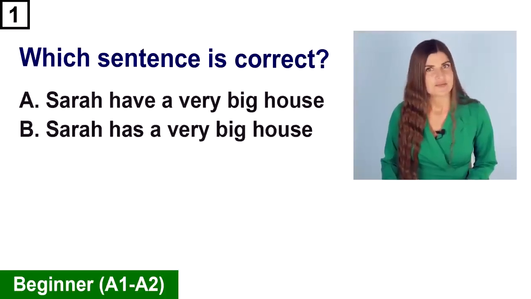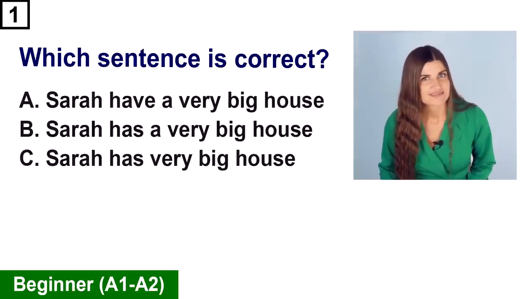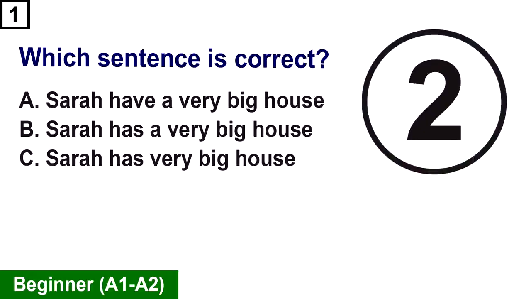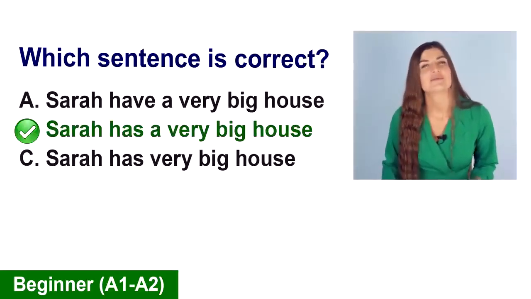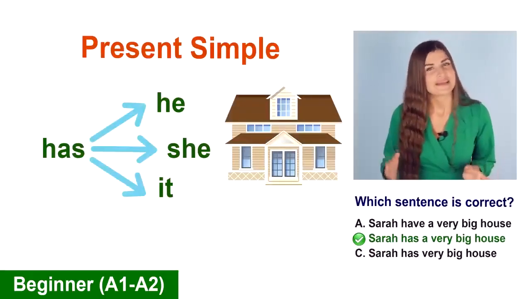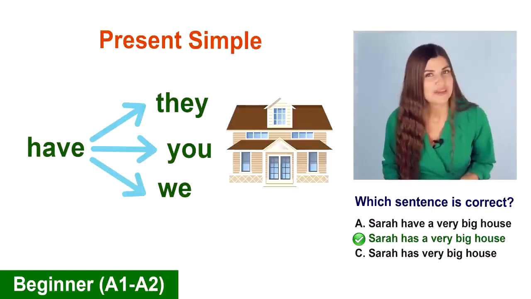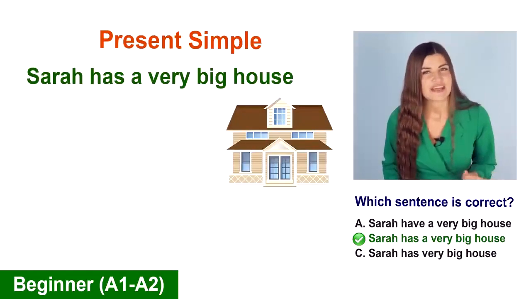Sarah has a very big house. Sarah has very big house. When we use the verb have in the present simple tense, we should use has for he, she, it, and have with they, you, and we. The correct answer is B. Sarah has a very big house.